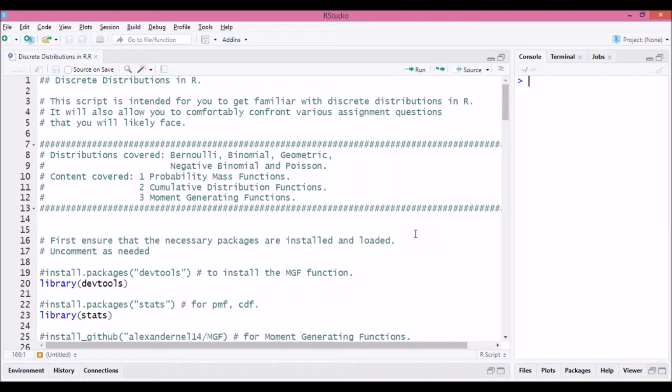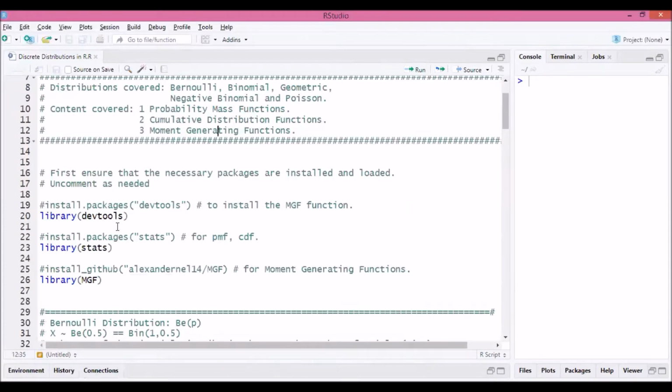So let's start off. This R script is intended for you to get familiar with the discrete distributions that we've covered in R. It will also allow you to comfortably confront various assignment questions that you are likely to face in your studies. The distributions that I will be covering are the Bernoulli, the binomial, the geometric, negative binomial, and Poisson distributions. I will be covering how to get the probability mass function, the cumulative distribution functions, and the moment generating functions of these distributions.